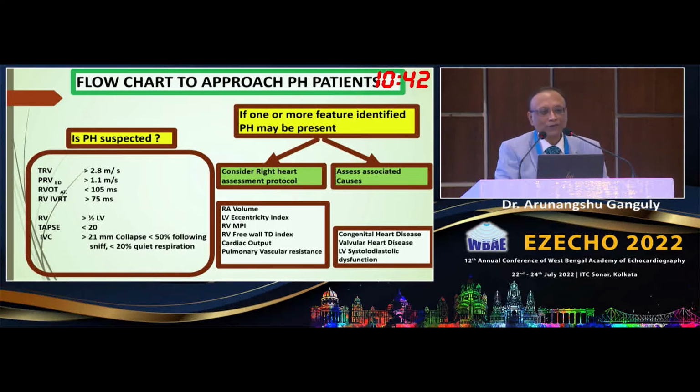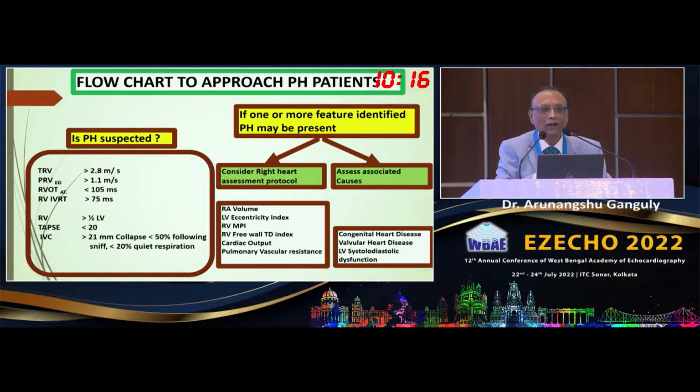So, first question is pH suspected? You should have these data on the left-hand side: the TR velocity, the pulmonary regurgitation velocity, early diastolic, the RVOT acceleration time, IVRT. Along with it, the size of the RV, the TAPSE, and IVC. By this, you suspect if pH is present or not.